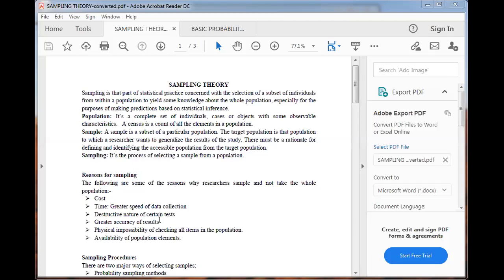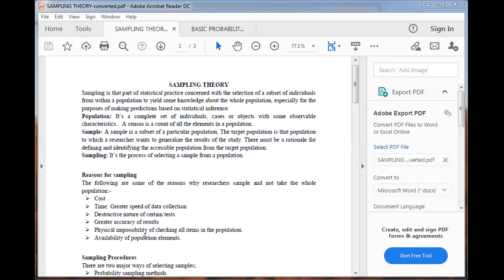Because of the destructive nature of a certain test, like the one that I've given as an example, you will find that we can only do a sample. We do a test on a few packets, and then the results that we get, we generalize to be the results for the entire lot, which is the population. Then we have the greater accuracy of results. When all your effort is on a few items, you are going to be very accurate when you are doing those tests.